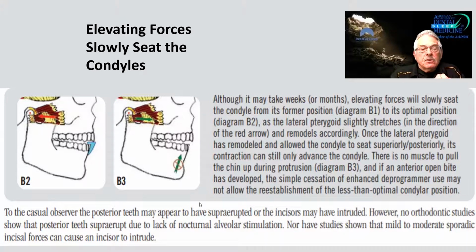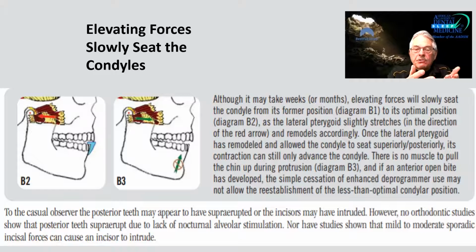There is no muscle to pull the chin up, as James Boyd said, and if an anterior open bite has developed, the simple cessation or stopping the use of an enhanced deprogrammer may not allow the reestablishment of the less than optimal condylar position. What he's saying there is the reason the mandible rotates is because the condyle is not in a good position to begin with. There's not good harmony between the occlusion, the muscles of mastication, and the joint.